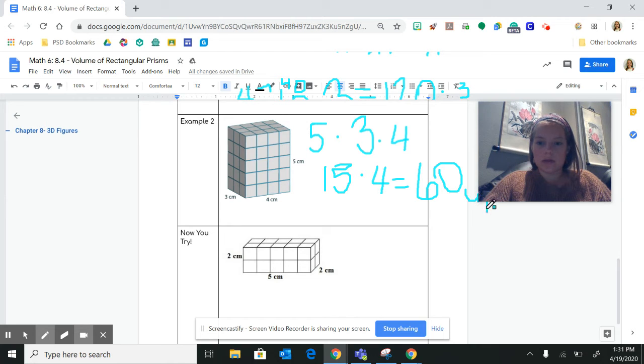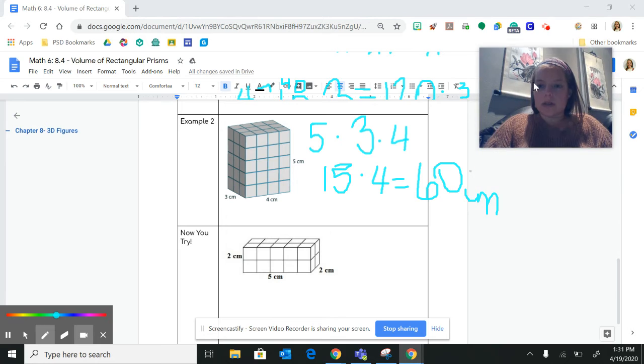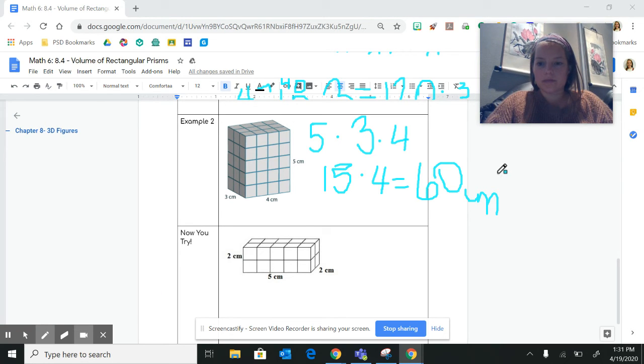So 60 centimeters, and you can't see that. Let's see if we can move my picture. Centimeters cubed. 60 centimeters cubed, or it might make sense for you to think, okay, it's 3 by 4, which means on the base I have 12 cubes, and I have 5 layers, so 12, 24, 36, 48, 60. That could also make sense to you to know that there are 60 cubes or 60 centimeters cubed.